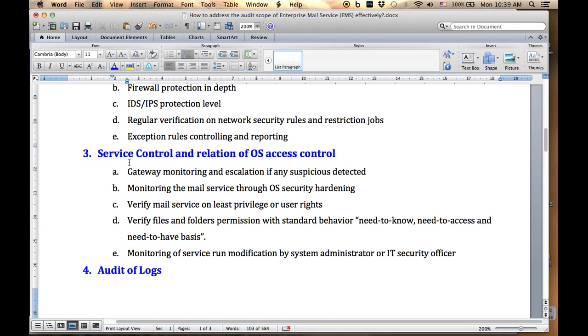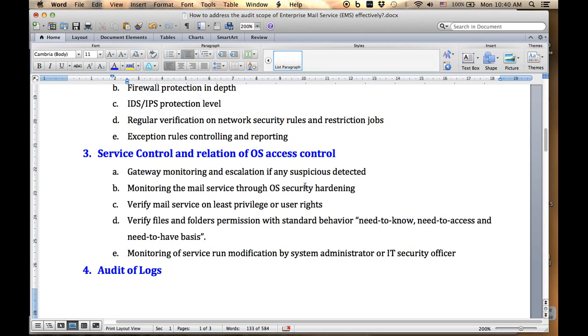So number three is service control and relation of the operating system as a control. The auditor needs to understand what is gateway monitoring and escalation in case of spikes detected. The next is monitoring the mail service through the operating system security hardening. This is very important. The auditor needs to obtain the security hardening on the particular operating system that we installed the mail server, mail service.